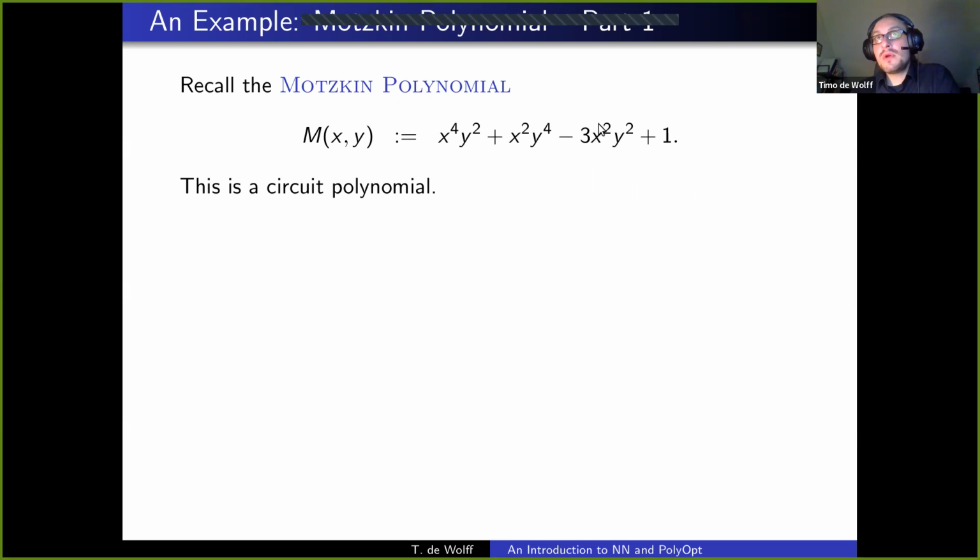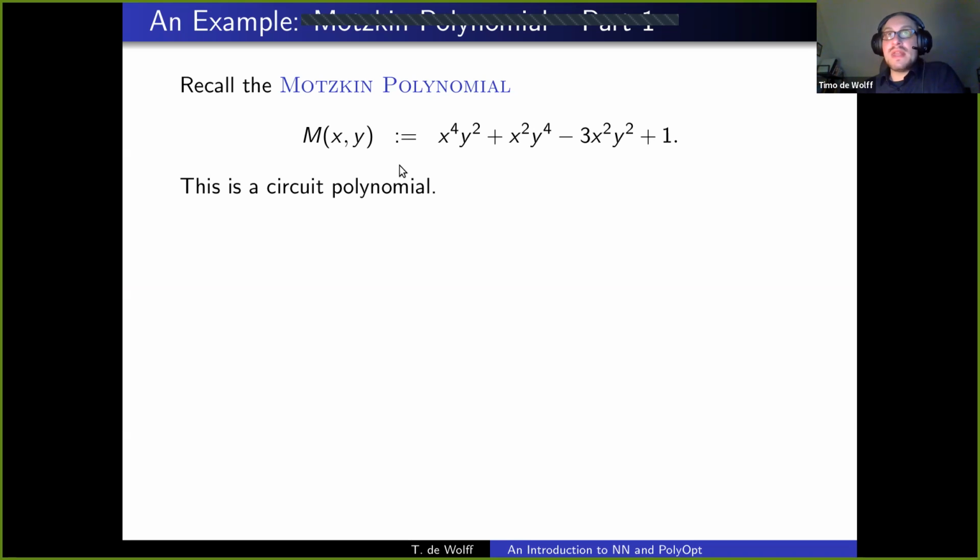This is an interior point. This is a point in the strict interior. This was the second condition to be satisfied. And then you see that all the exponent vectors of the terms which do not attain a negative value just have even entries, and the coefficients are positive. Third condition. So it's also satisfied. So it's indeed a circuit polynomial.